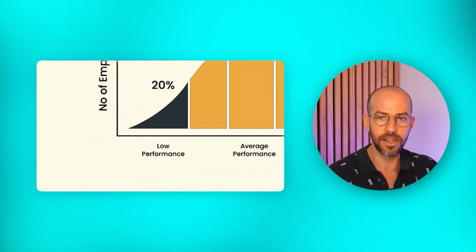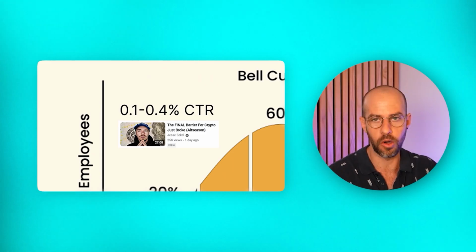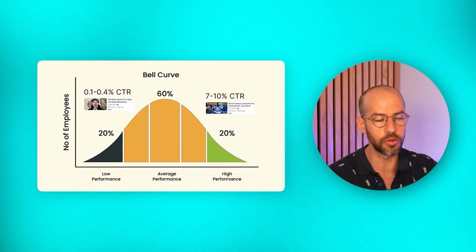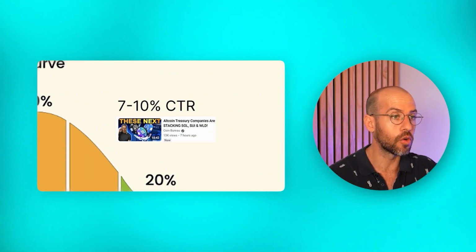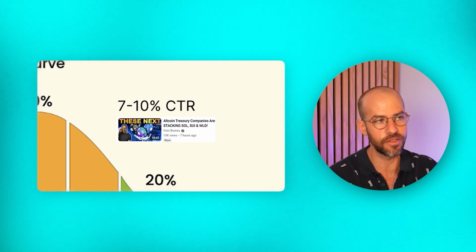If you're doing pretty badly with your ads or YouTube videos, the click-through rate is usually around 0.1%. So out of 100, maybe 1 or 2 or 3 people click on it. If you have a really good hook in your advertising or YouTube videos, then your click-through rate is really good, and out of 100 people, you would usually get like 7 or 10 people clicking through it.